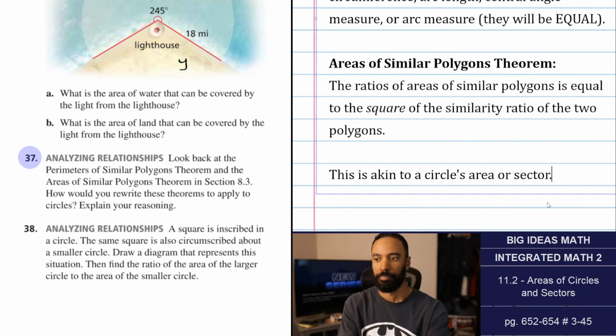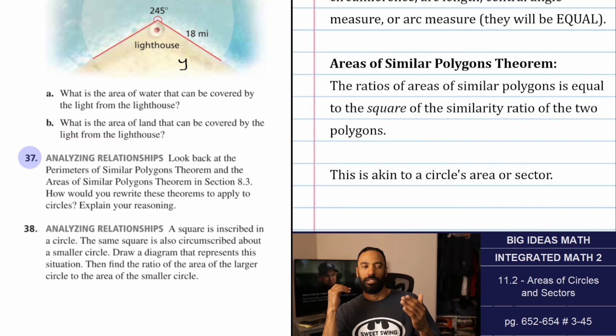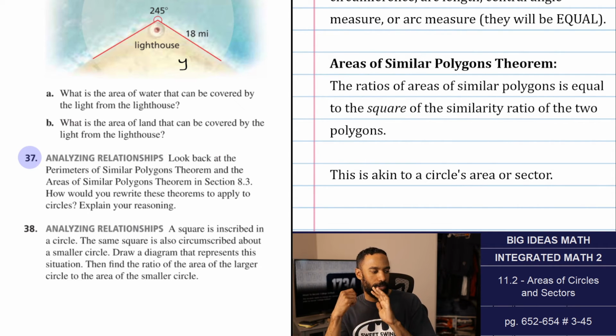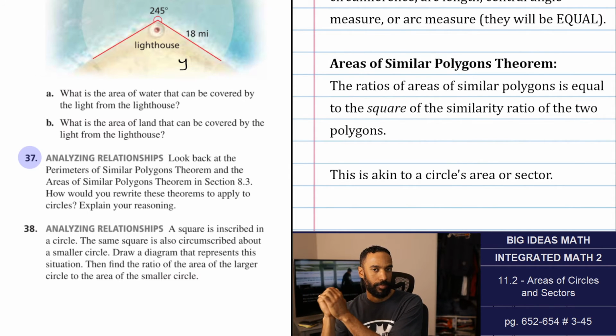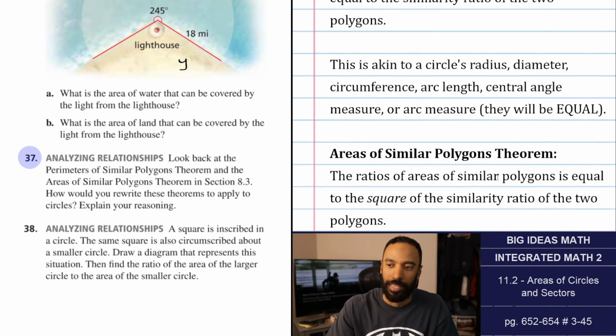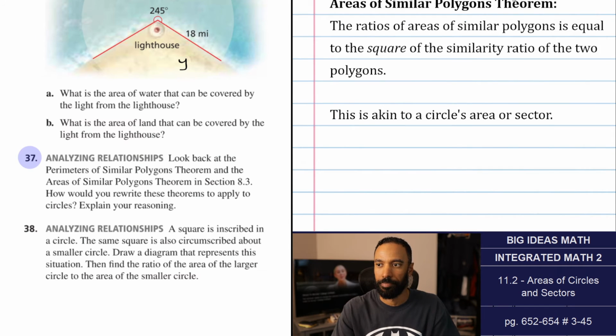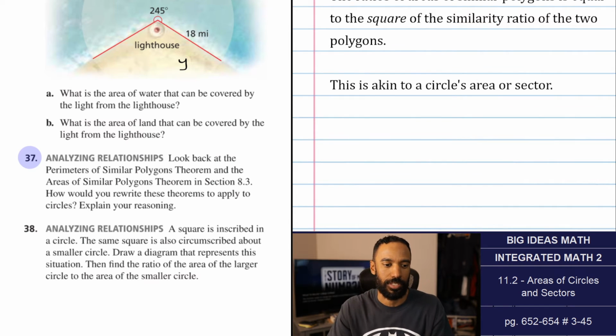So doubling a radius or a diameter or an arc length or something like that will quadruple your areas. So that's how that works. So yes, number 38.